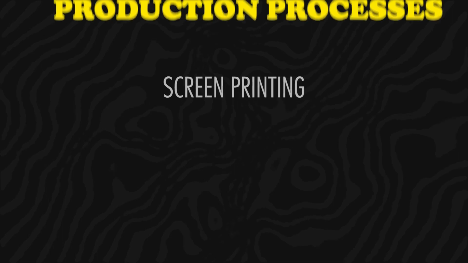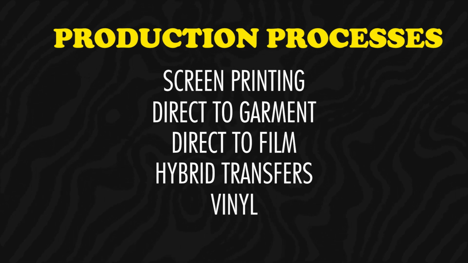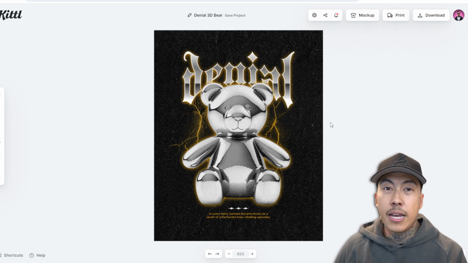Now, before you get it printed, you have to learn about the production processes. I'm not gonna go crazy in depth with it. I've went over it several times. Screen printing, direct to garment, direct to film, hybrid transfers, vinyl, embroidery, and so on. Those are going to cover the majority though. So with a full color design, you're going to want to go with DTF or direct to garment, or someone that can do a CMYK screen printed print. So do keep that in mind.